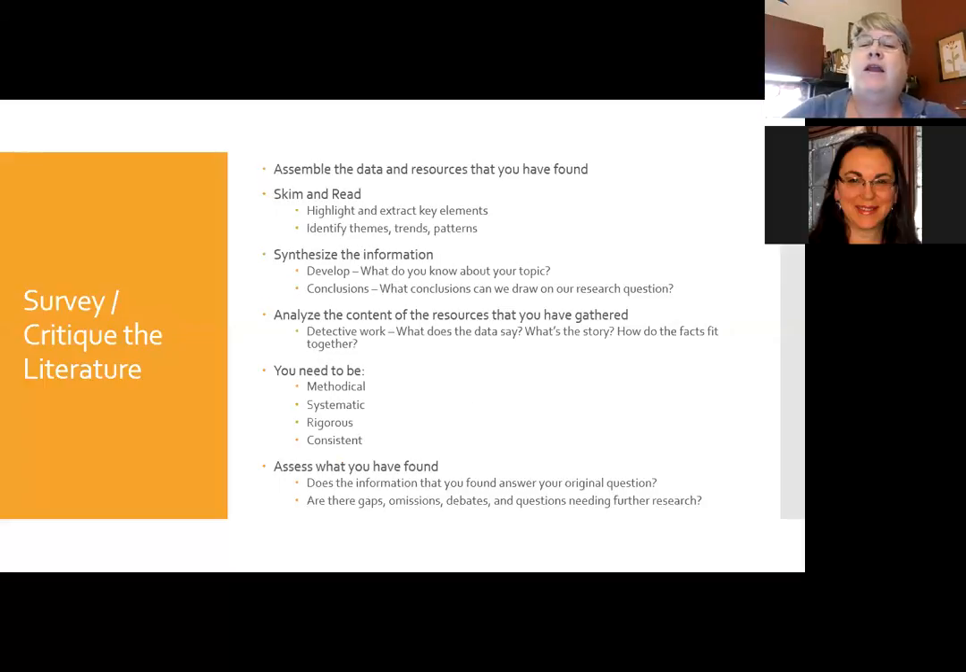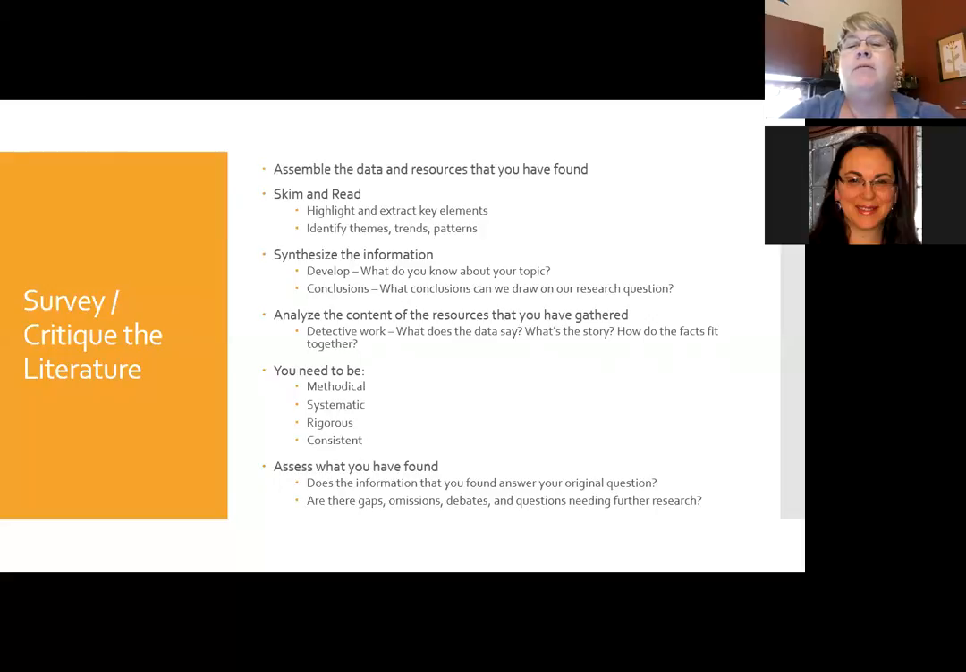So surveying and critiquing the literature are two steps. I've kind of put them together. And that's where you pull together all the data and the resources that you found, and you skim and read. Find a way to do that. It might be highlighting that you use to extract key elements. You might write it down and take notes, but use that to identify themes. What are popping up? What trends do you see?